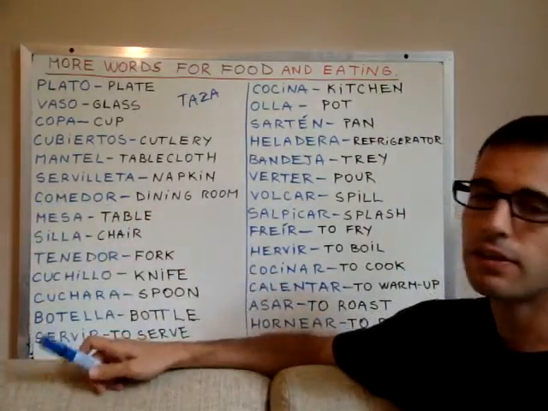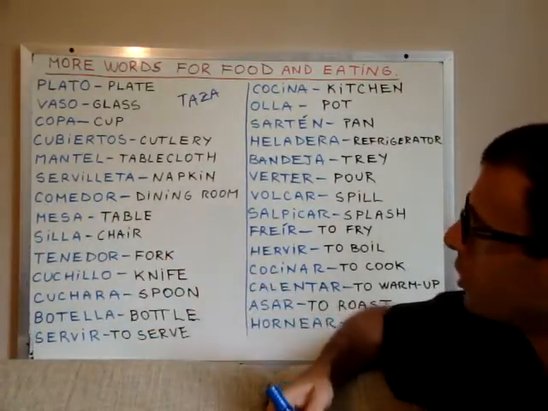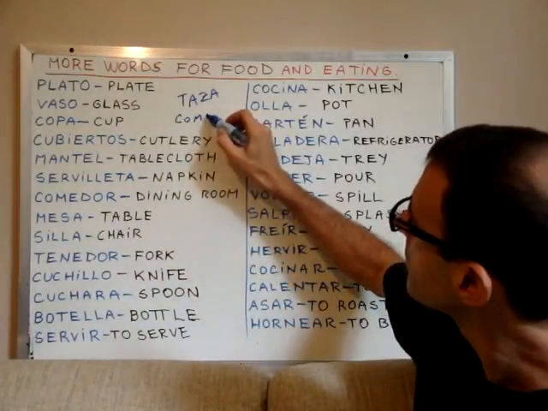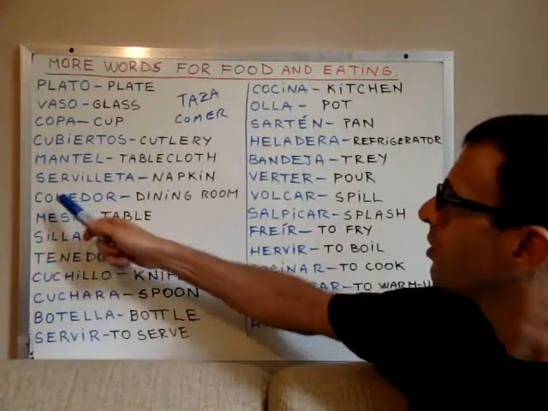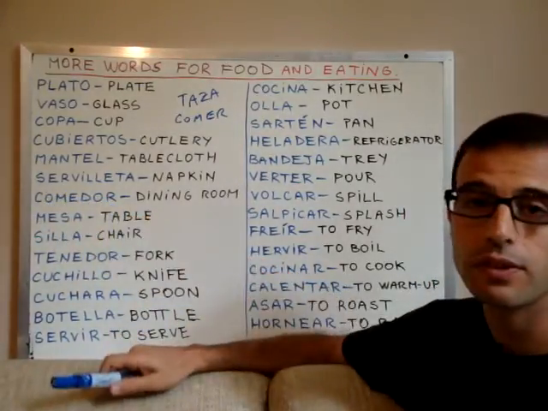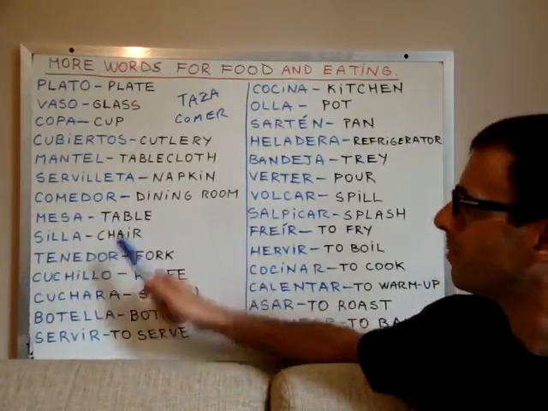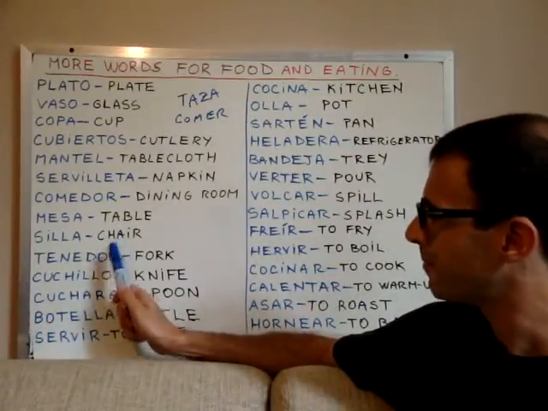Comedor is the dining room. The word comedor comes from the word comer. Comer is to eat, okay? The verb comer means to eat. So comedor is the dining room where we eat. Mesa is table. Silla is chair.